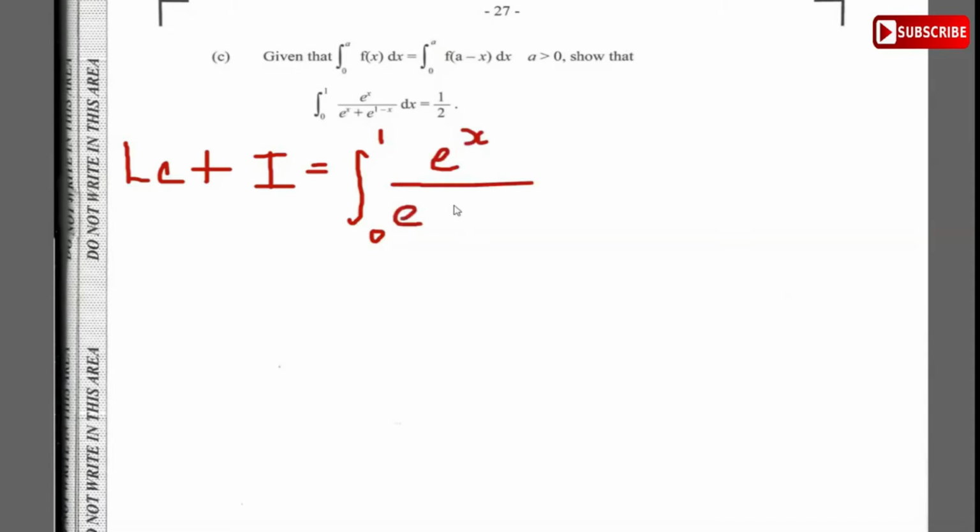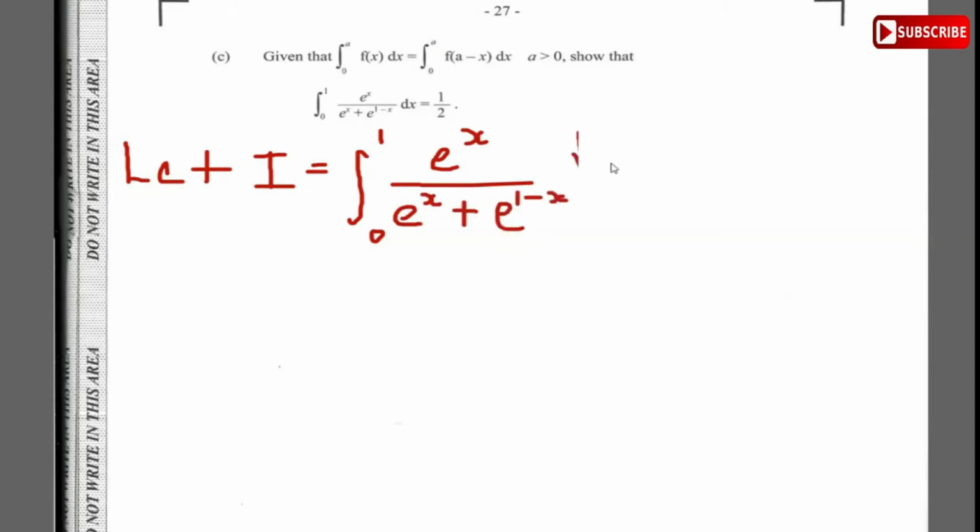It says, given that the integral from 0 to a of f of x is equal to the integral from 0 to a of f of a minus x, show that the integral from 0 to 1 of this is equal to 1/2. And we're using, okay, so I like to call it I. So let I be equal to the integral from 0 to 1 of e to the x over e to the x plus e to the 1 minus x. So that's what we have.